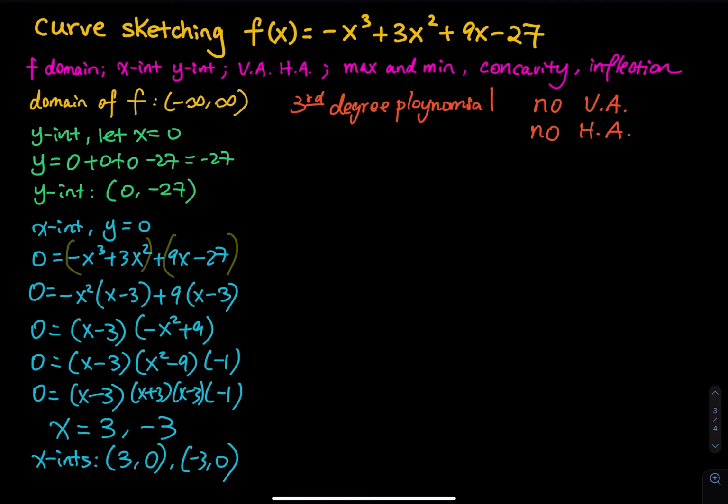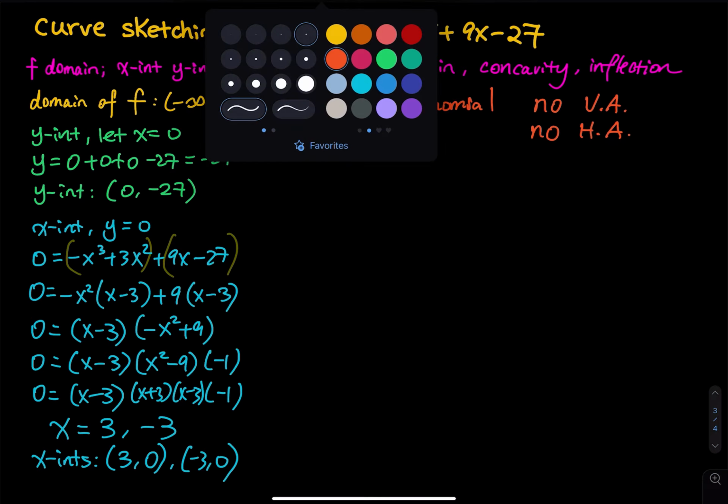And then the rest, we will be finding the maximum and minimum. Then you will be using the first derivative. So we are going to take the first derivative. Let me use color to divide this up. So we are moving on to maximum and minimum, right? So let me change this to another color.